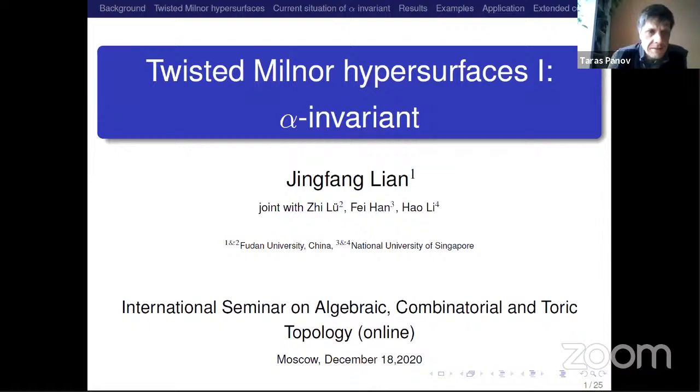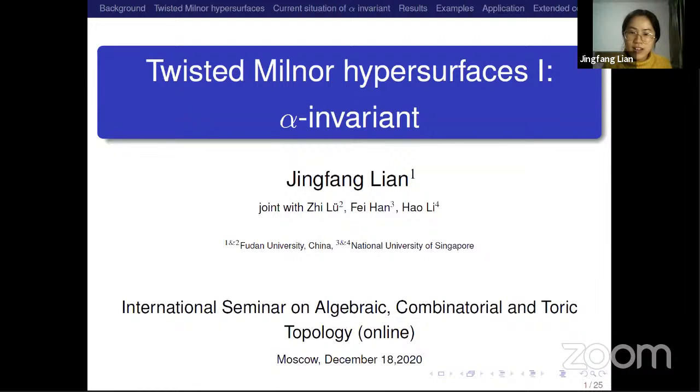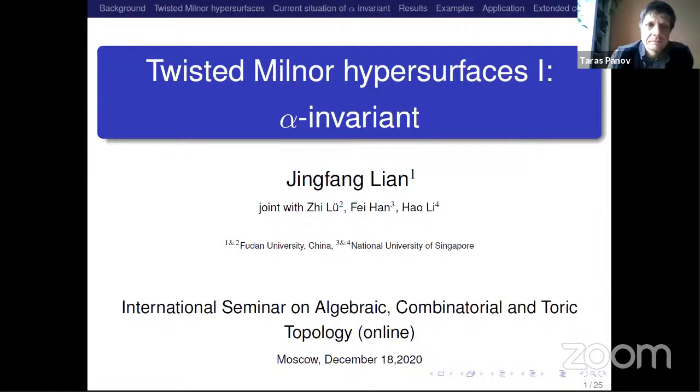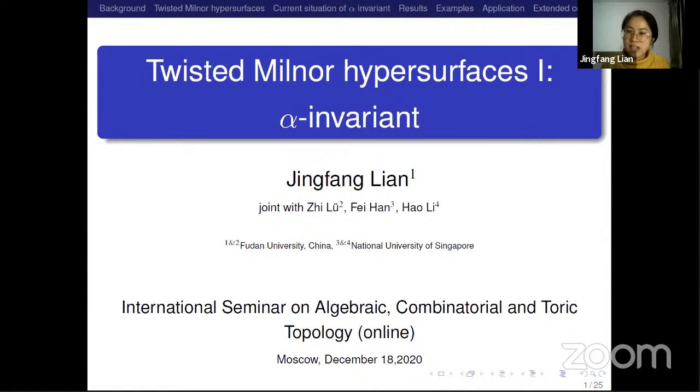All right, I think we can continue our morning session, and it's a pleasure to introduce Jingfang Liang from Fudan University. She'll talk about twisted Milnor hypersurfaces and the alpha invariant. Please. Good morning, everyone. My name is Jingfang Liang, and firstly, let me thank the organizers for giving me this chance to give this talk here.